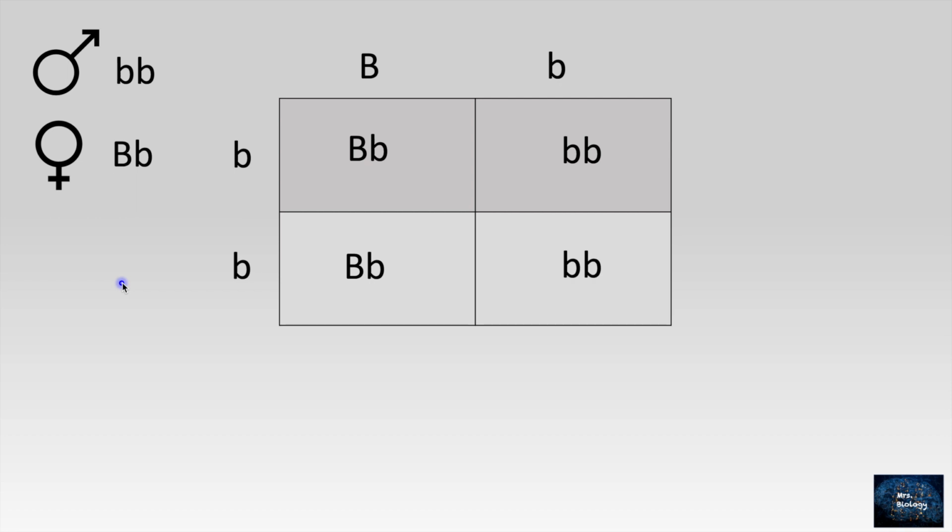Once they asked us about the possibility to have affected kids, what we get here is that half of the Punnett square is affected. So the right answer for this question is 50%.